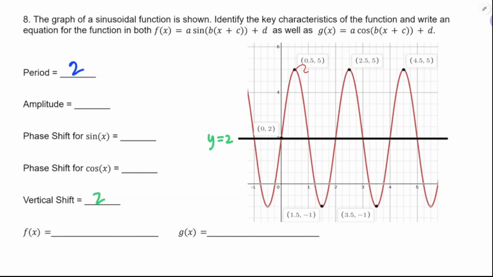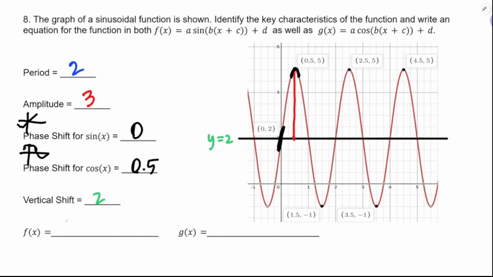The amplitude is the distance from the midline to the maximum, or the midline to the minimum. And so that's from 2 to 5, an amplitude of 3. Phase shift for sine, I'm looking for a place where I'm coming up, in the middle, and that would be right there, so no phase shift for sine. For cosine, I'm looking for a place where I'm at the maximum, because that one starts out like that. It's a really bad graph, and so that would be 0.5.